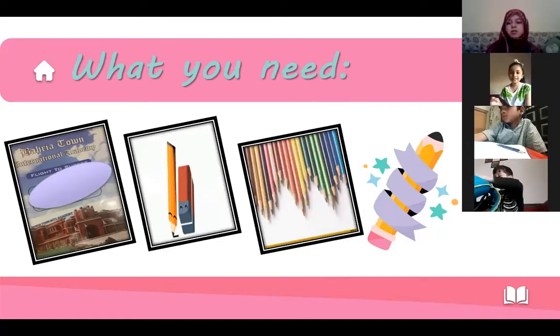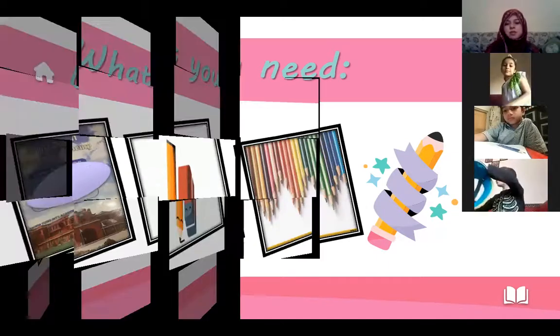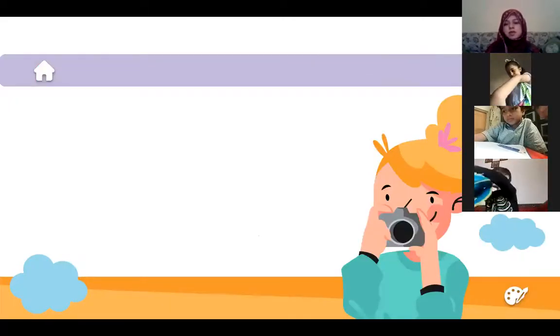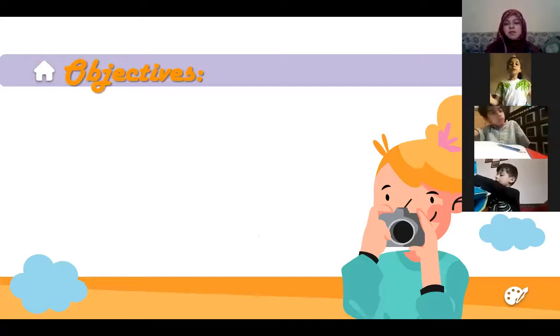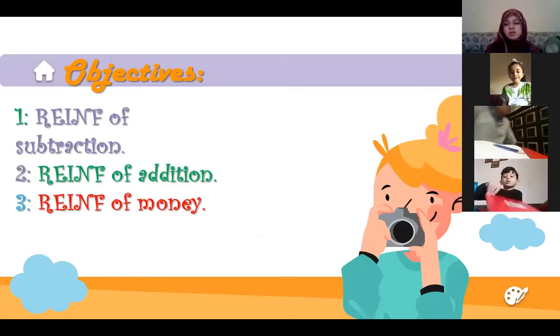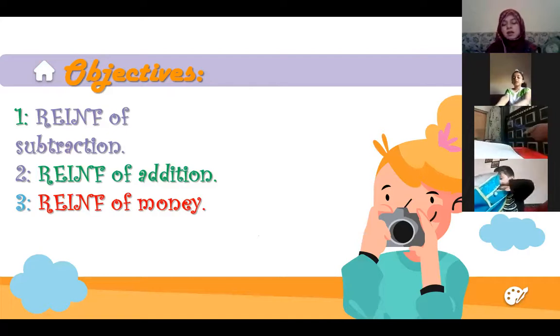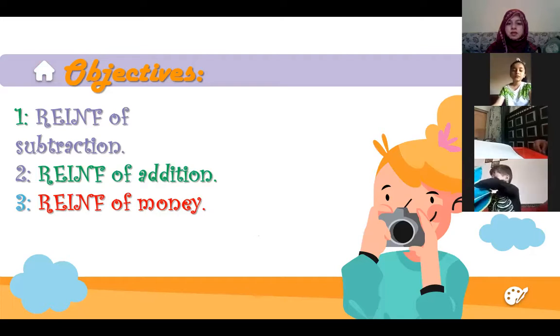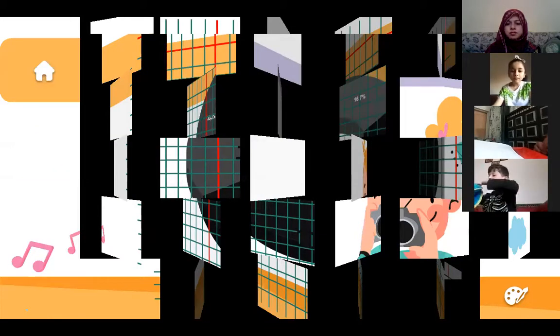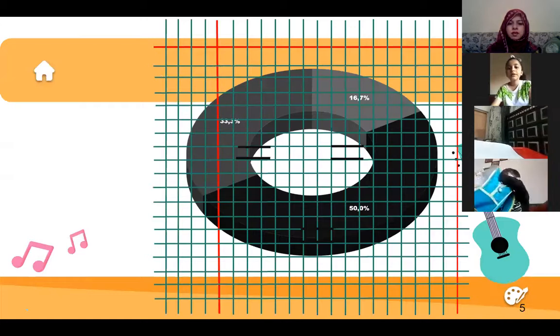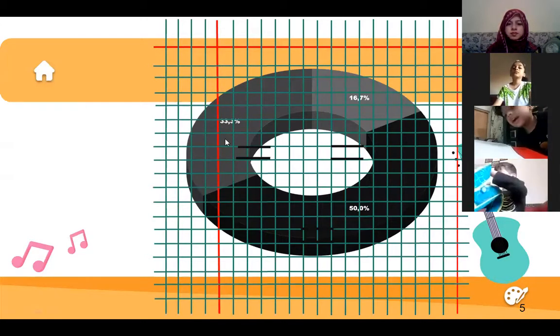Do you have your mask, notebook? I'm finding it. Hurry up, take it out. Open your notebook. What are you going to revise today? The first one is reinforcement of subtraction. Number two is reinforcement of addition and reinforcement of money. We'll revise these three concepts today. Let's start it. Ma'am, wait for me. I've not found my pencil pouch. Found it.